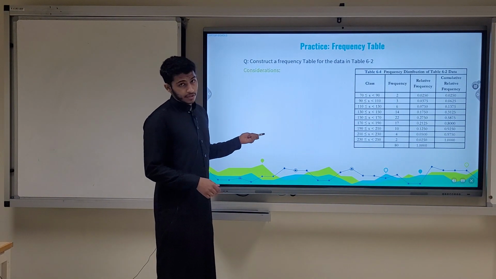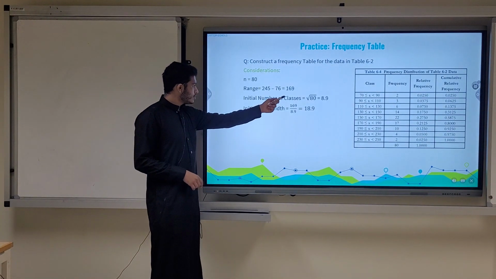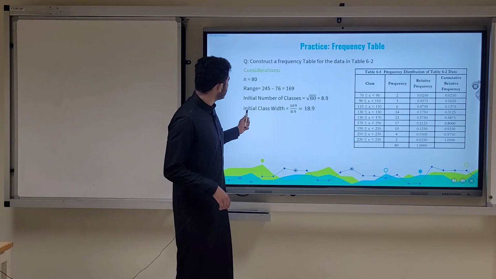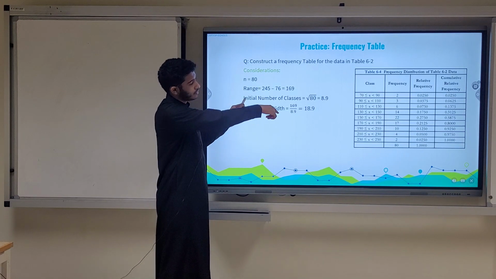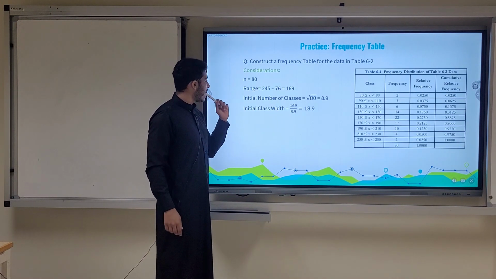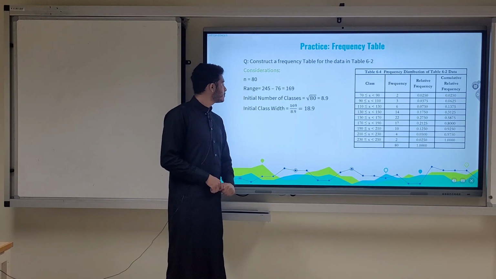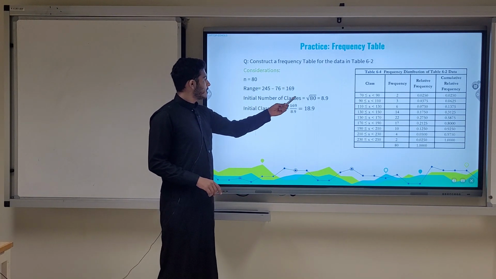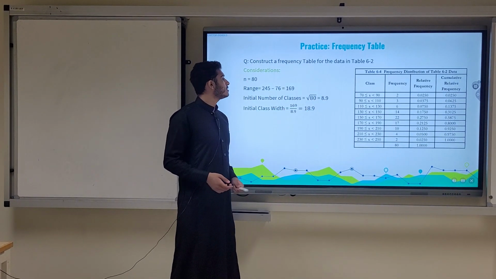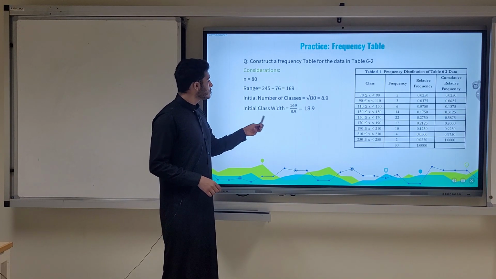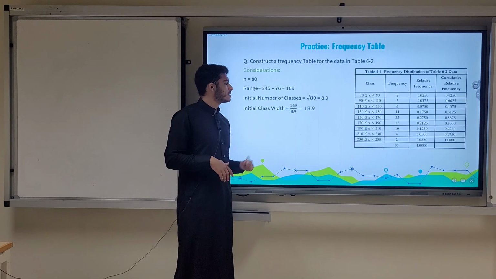Well, first we have our consideration, the initializing stage, where we have to find the range, initial number of classes, and initial width. So for the range, if we look at the table in the book that we used to make this one, we're going to see the highest value to be 245 and the lowest to be 76. That's our range. Initial number of classes, taking the square root of n, of course, from the table, and we get this value. For the initial class width, as we said, we divide the range by the initial number of classes, we get this one.